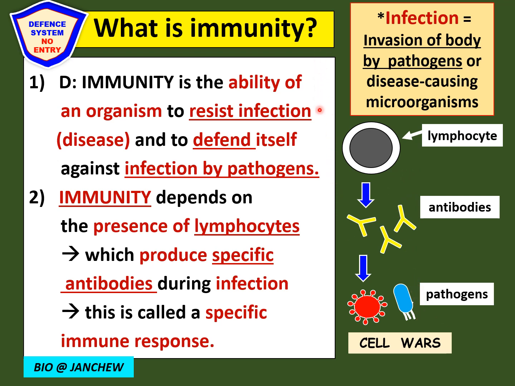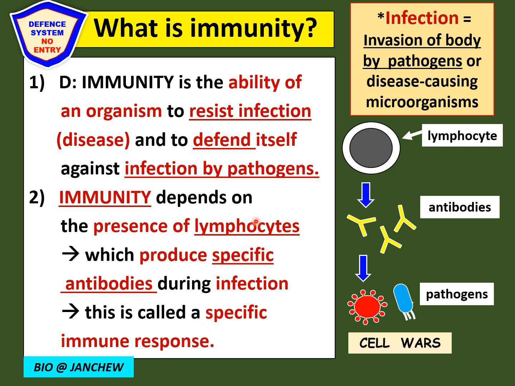So immunity is the ability of an organism to resist infection or disease and to defend itself against infection by pathogens. If you have immunity against a disease, it means that you're immune to the disease and you will not fall sick even if the pathogen tries to invade your body. You can defend yourself and then destroy the pathogens. Okay? So immunity depends on the presence of lymphocytes which produce specific antibodies during infection. And this is called a specific immune response.